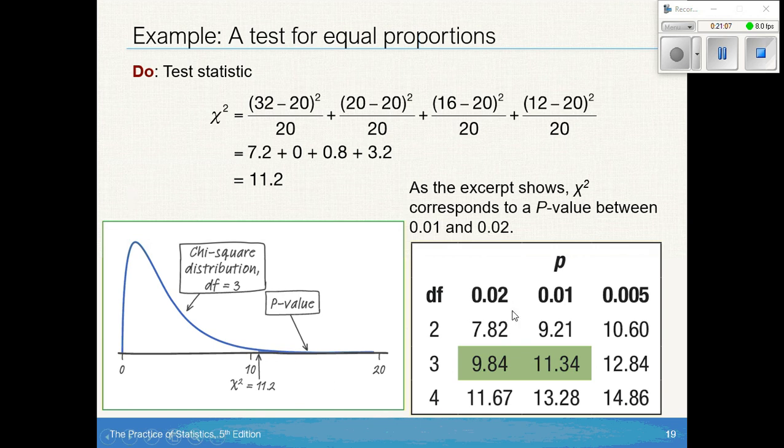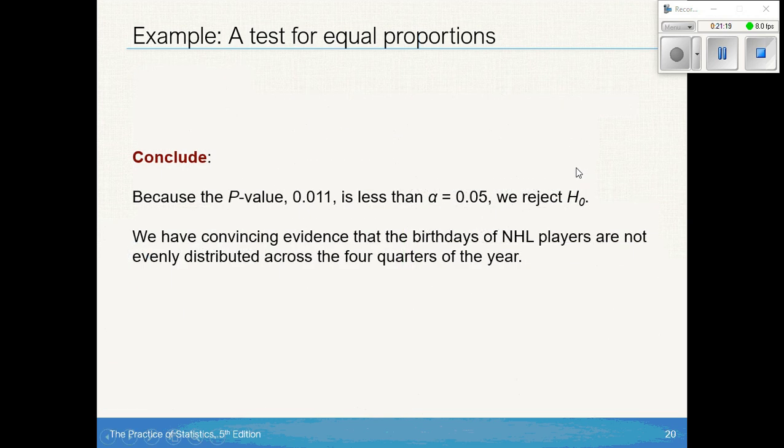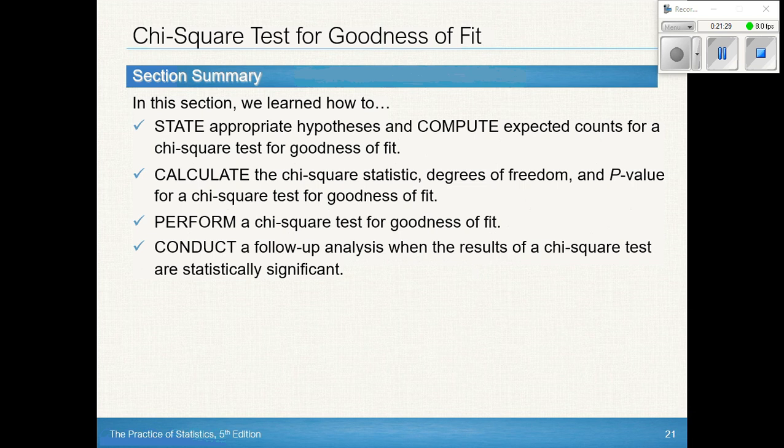And so I can use my chart to find that the p-value is going to be, since my test statistic is in here, my p-value is between 0.01 and 0.02. That's less than 0.05. So I do have statistically significant evidence that the birthdays are not evenly distributed around the 4 quarters of the year.